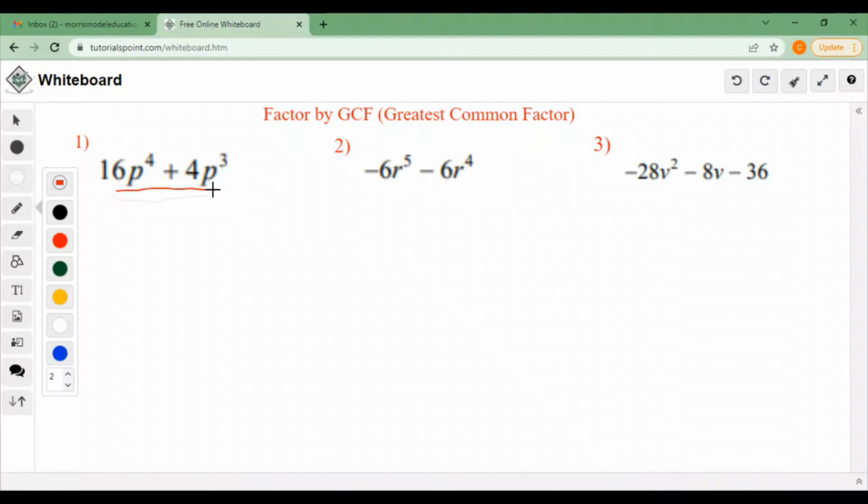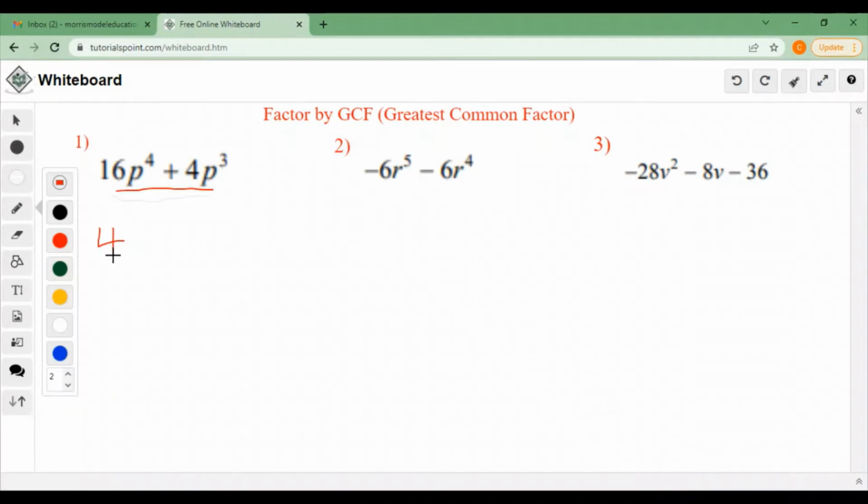So I'll give y'all a second. 16p to the 4th plus 4p to the third. What's the greatest thing they have in common? Well, we just did that. We did 16 and 4. We found out that 4 was the greatest factor that they each had in common when we did those lists a second ago.